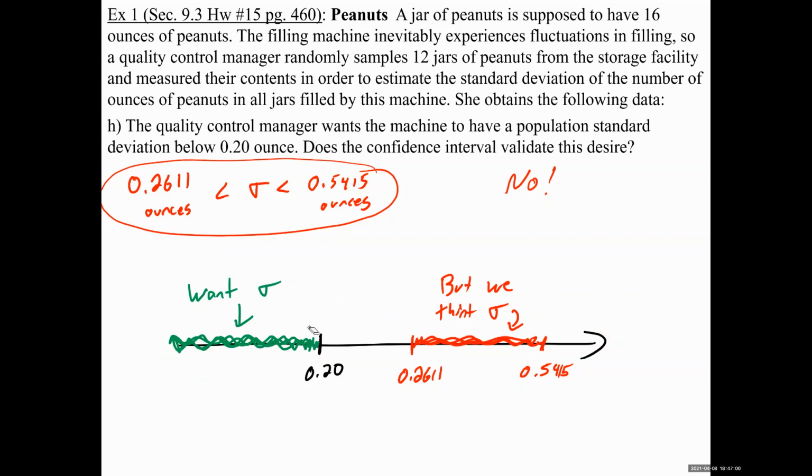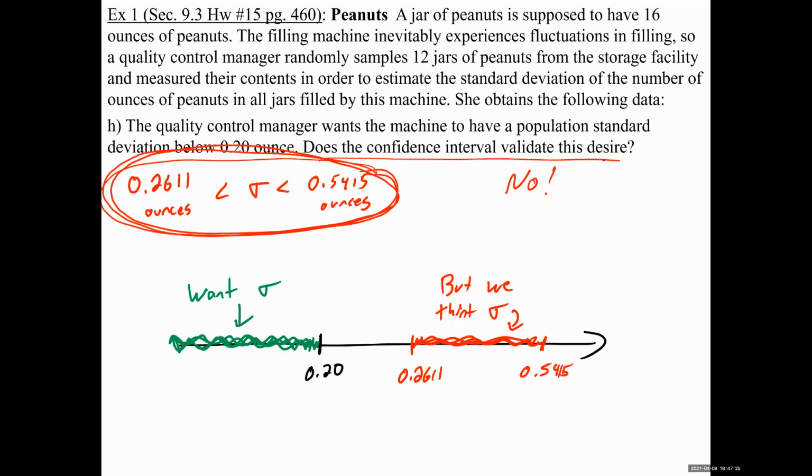And again, you can write down more stuff. If you want to write something down in words, I guess I'll say it once, but I'm not going to give you an official thing to memorize or anything. Just make sure you get the general idea. If you believe the confidence interval, okay, then sigma is somewhere between 0.26 and 0.54, then it cannot be less than 0.20. So what the quality control manager wants can't happen if you believe the confidence interval.